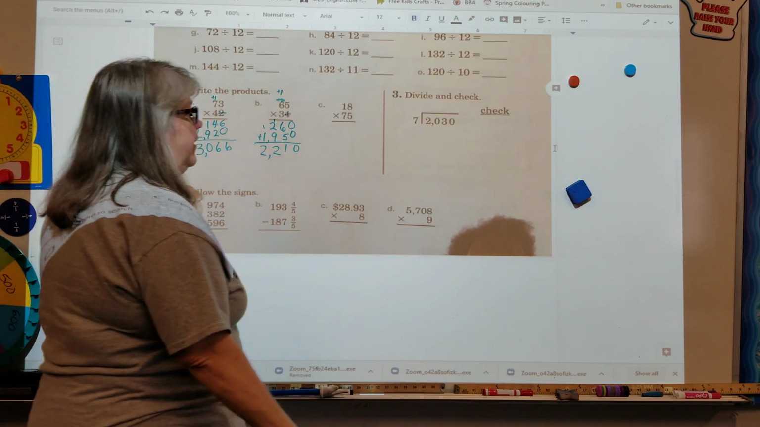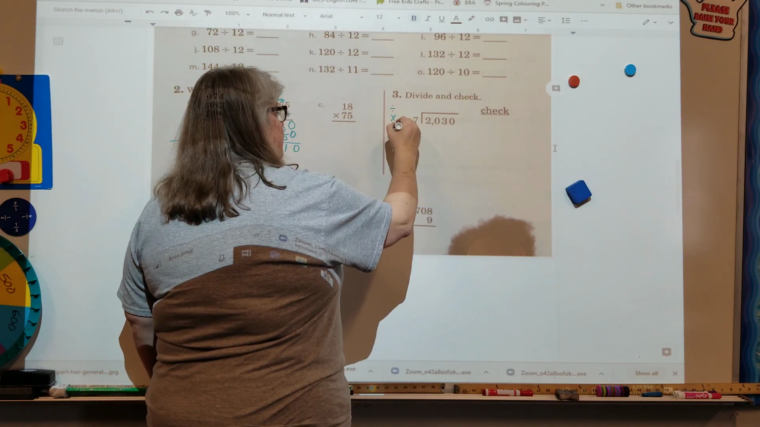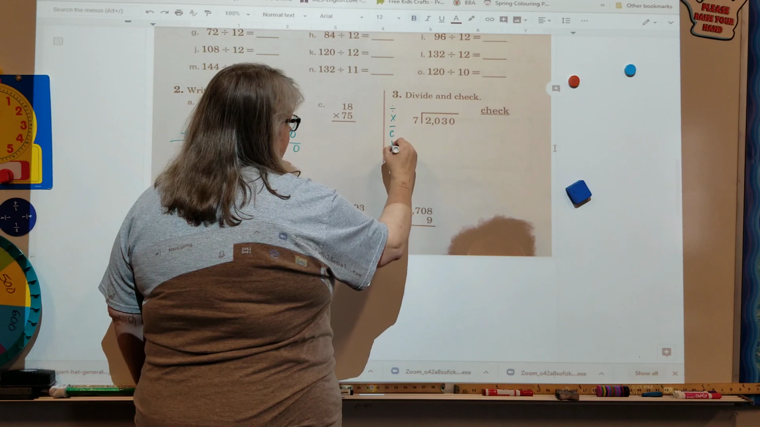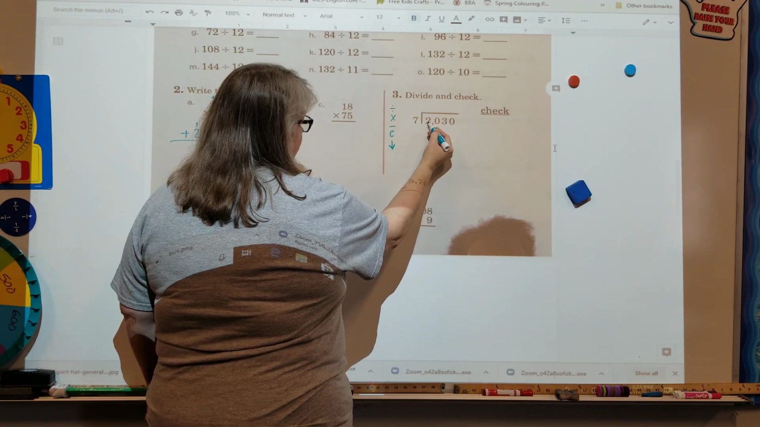Okay, let's see if you got it right. Let's go ahead and write down our steps. Divide, multiply, subtract, compare, and bring down. We're going to start dividing. Can 7 go into 2?